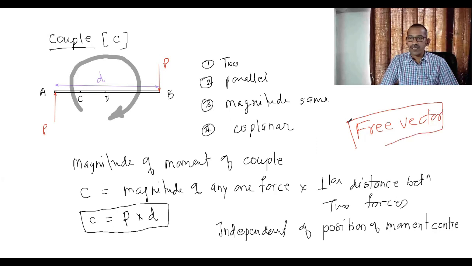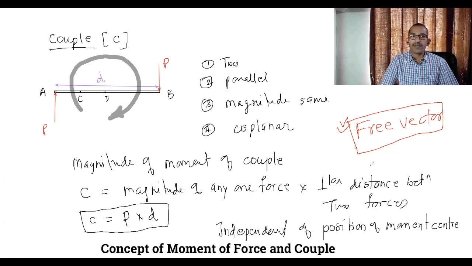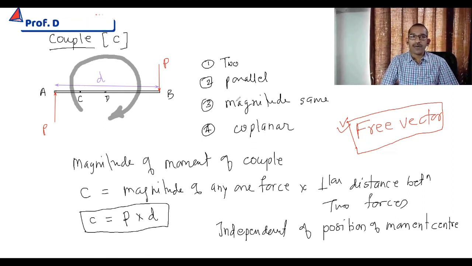You may get such a question somewhere in the exam. Why is couple called a free vector? How will you say why couple is a free vector? Simple. Magnitude of moment of force depends on position of moment center, but magnitude of moment of couple is independent of position of moment center. Therefore couple is called a free vector.